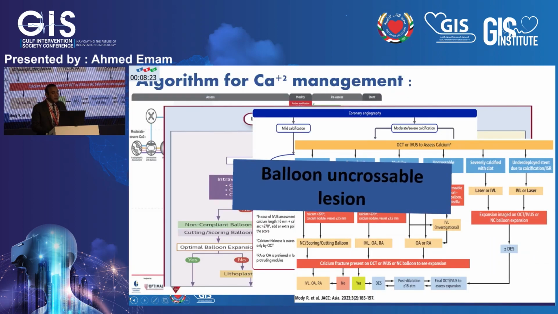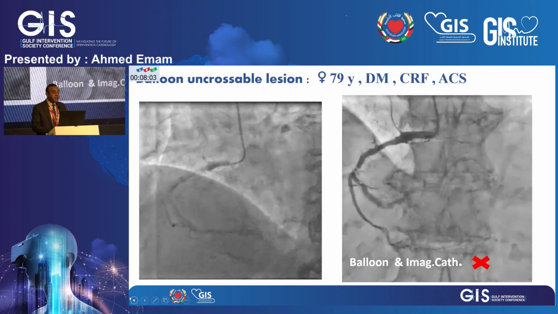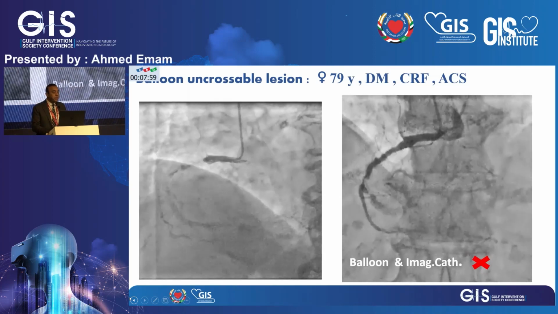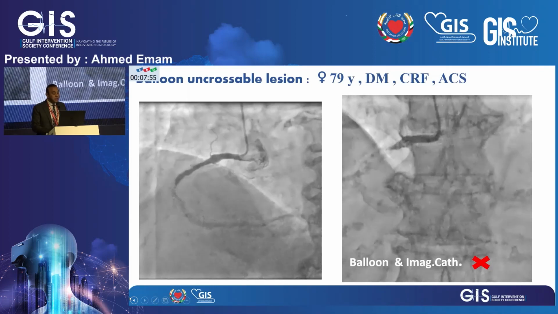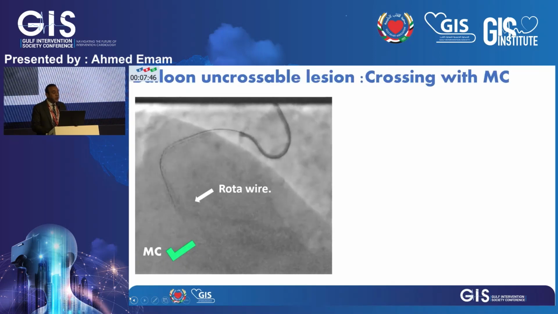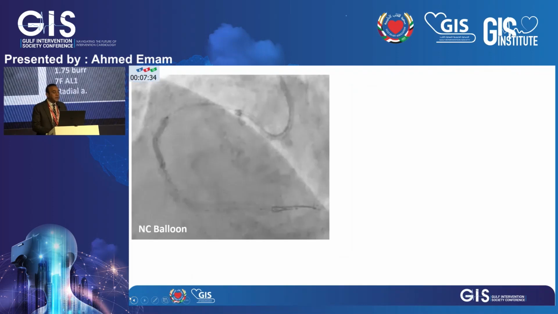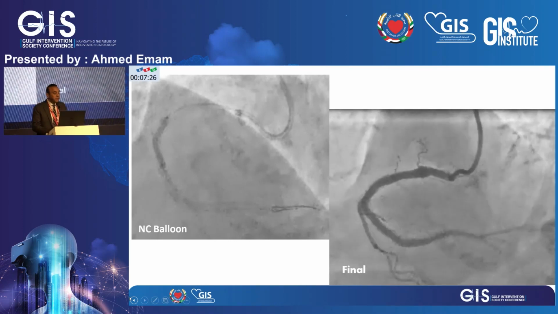One of the important points inside the algorithm is the balloon-uncrossable lesion. Fortunately, the solution here is easy because atherectomy is the treatment of choice for any uncrossable lesion. This is a case, a female patient, around 80 years old, diabetic, with chronic renal failure, presented with acute coronary syndrome, where the balloon and imaging catheter could not cross the lesion distally. But fortunately, the microcatheter could cross distal to the lesion, and finally we changed our workhorse wire for the rota wire, and there we performed a 1.75 burr, followed by more modification of the lesion with an NC balloon, and this is the final result after 2 stents implantation.